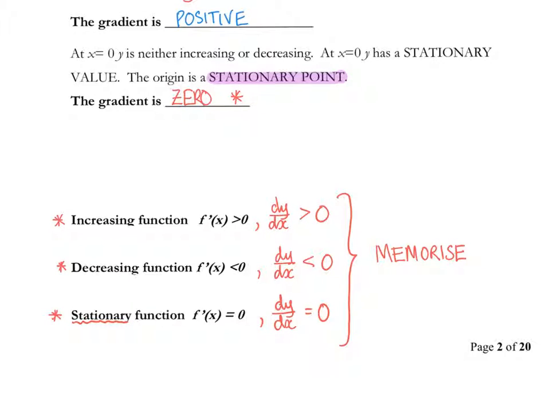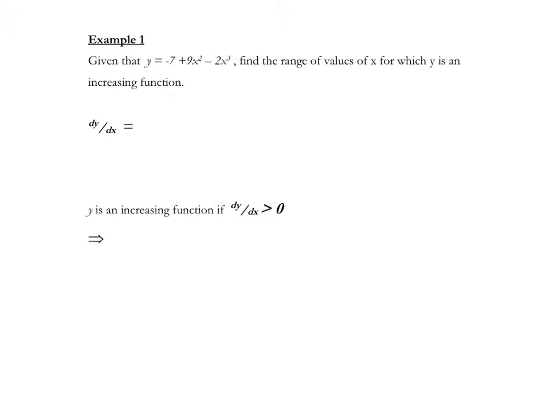Let's look at the first example. We've got a cubic function here, given that y equals minus 7x plus 9x squared minus 2x cubed. Find the range of values of x for which y is an increasing function. That statement tells me that for an increasing function, dy by dx is greater than 0. So let's work out dy by dx first of all.